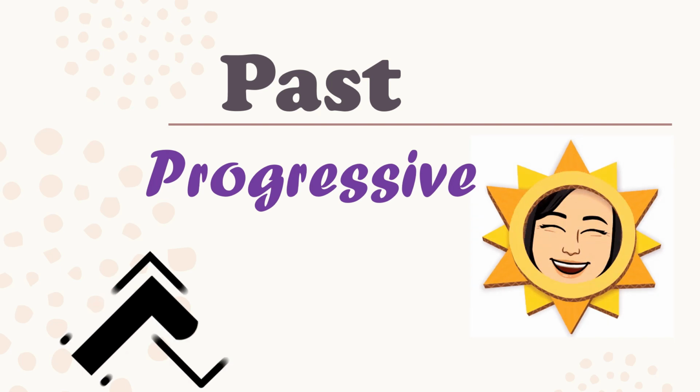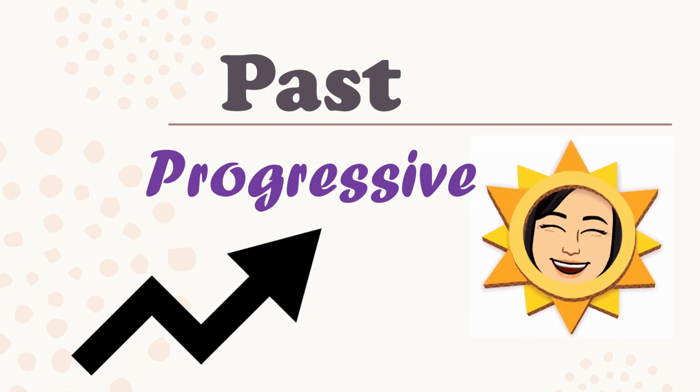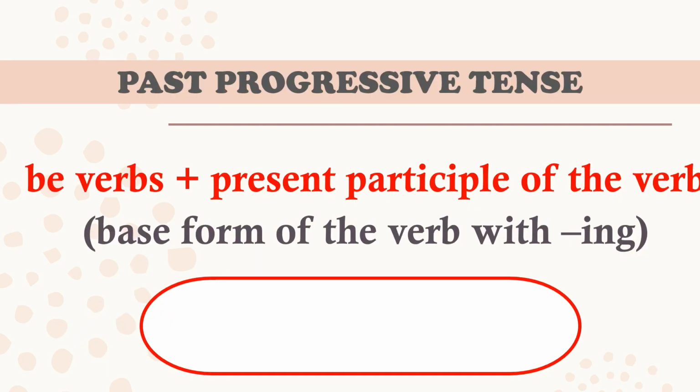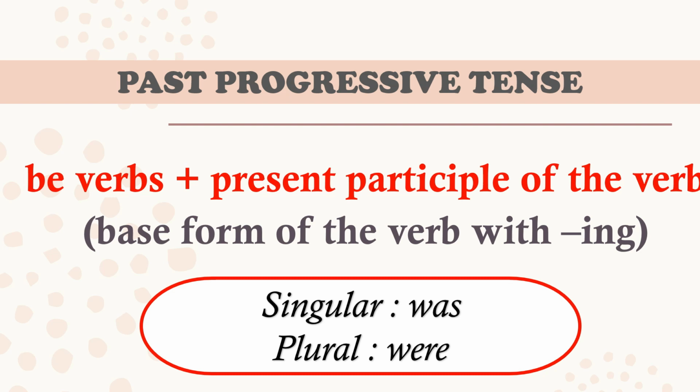Now, let's proceed with the past progressive. Similar to the present progressive tense, we have this pattern: the be verb plus the present participle of the verb. But of course, we have to use the be verbs in the past tense. We have singular, which is was, and plural, which is were.